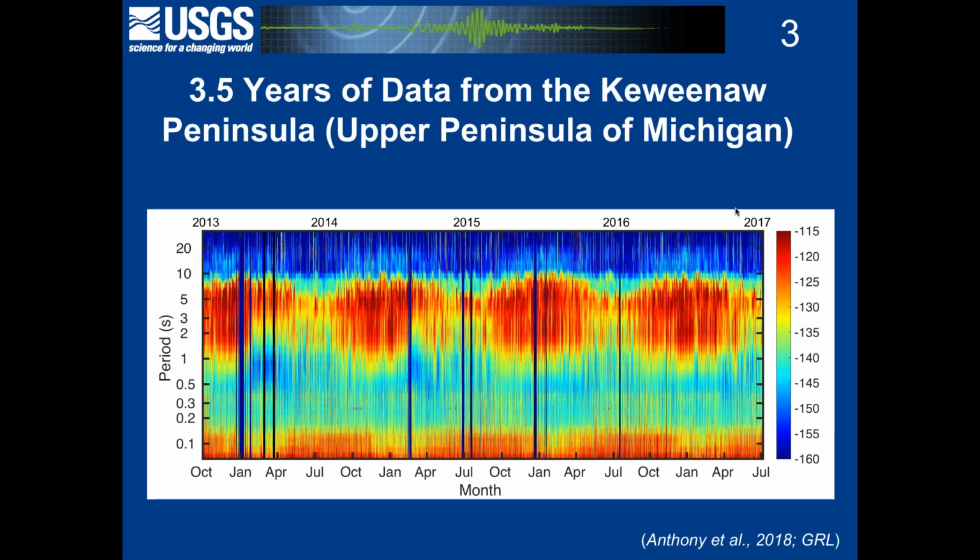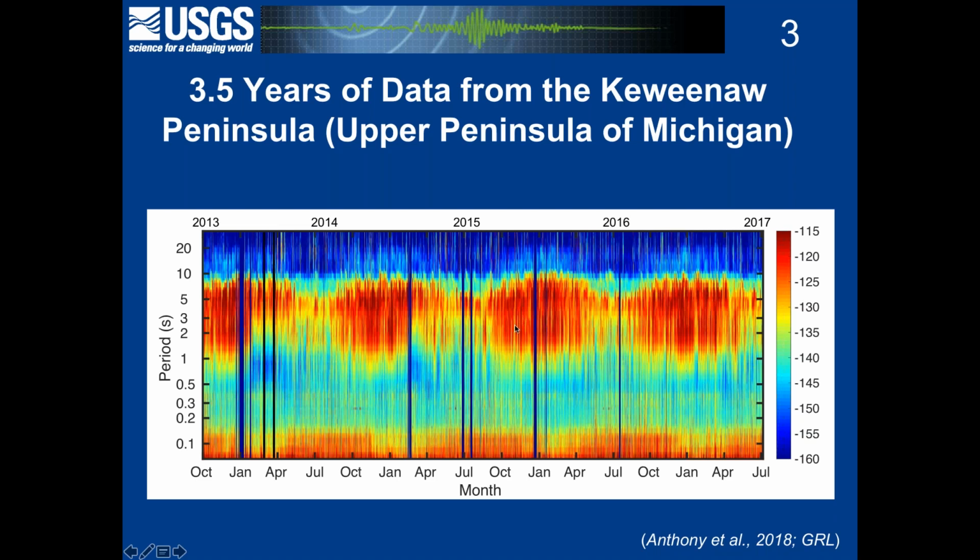So this is a station in the Keweenaw Peninsula of Michigan. And you can see this is a secondary microseism right here. It has a very strong seasonal variability in the Northern Hemisphere. So the biggest storms in the ocean in the Northern Hemisphere happen in the middle of the winter. So that's why we have a peak here and a trough in the summer.